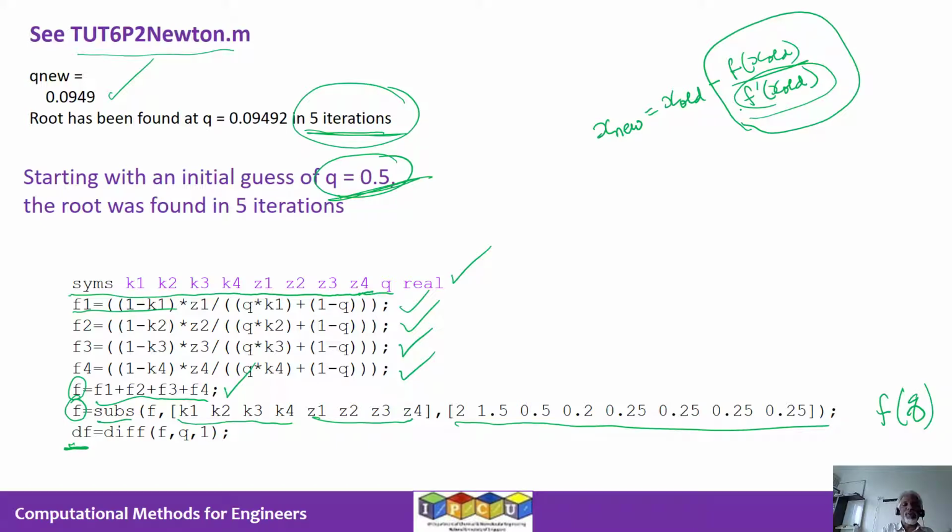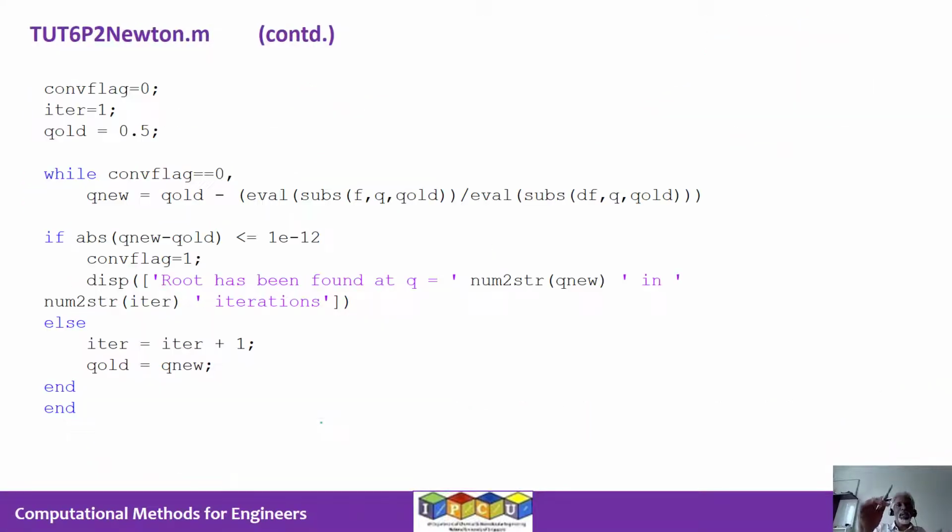So I'm using the diff function in MATLAB and differentiate the function f with respect to q, differentiate it once. That means I'm looking at the first derivative. So df will now contain the derivative of f, and it will also be a function of q. All right. So we have computed both f and df. We have expressions for f and the derivative of f. Now we get into the Newton's iterations, the Newton method implementation as an iterative process.